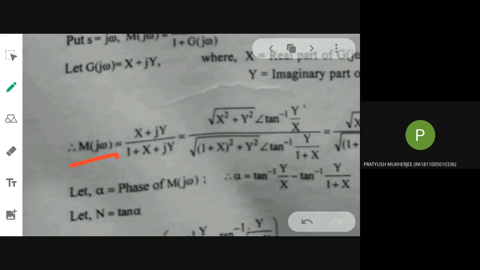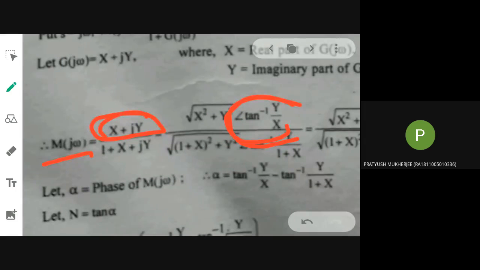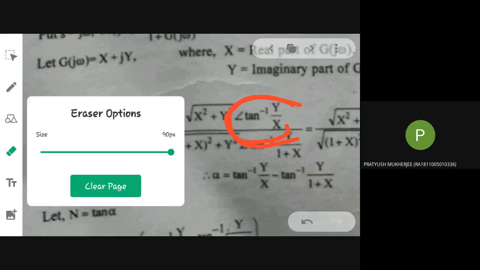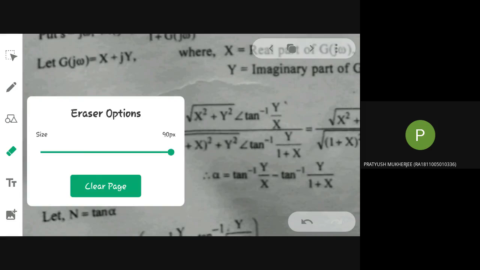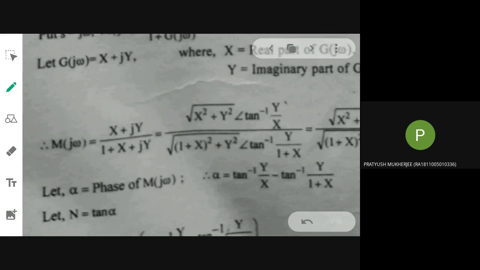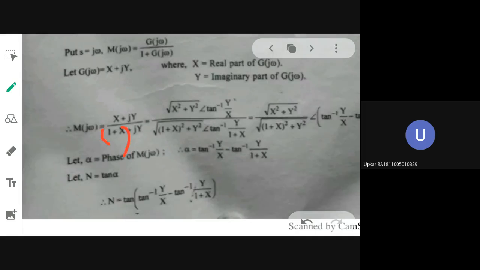I think there is a slight misconception. This is for your numerator: tan inverse of y by x. Same way, if you are writing the angle for 1 plus x plus jy, where the real part is 1 plus x and the imaginary part is y, what is the angle expression? Tan inverse of y by 1 plus x. Okay, now you are going to separate that. So this is the equation.